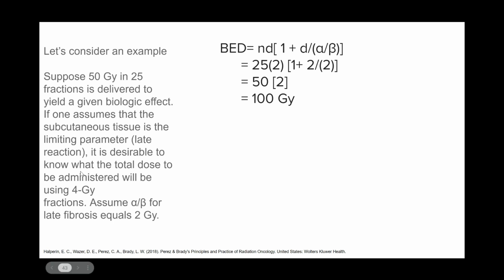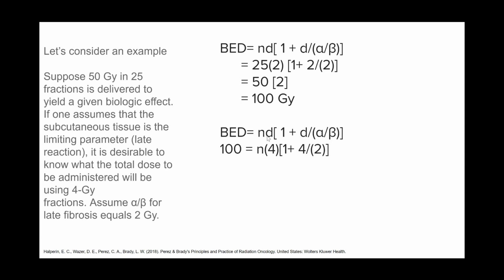Now we were going to treat the patient by 4 gray per fraction. So what dose would amount to this BED of 100 gray? We now know the BED. We apply the same formula, right? We know the BED. We do not know the number of fractions. We know the dose per fraction would be 4 gray. So we apply it in the formula. We do a further calculation, and the total number of fractions comes out to be 8.3.